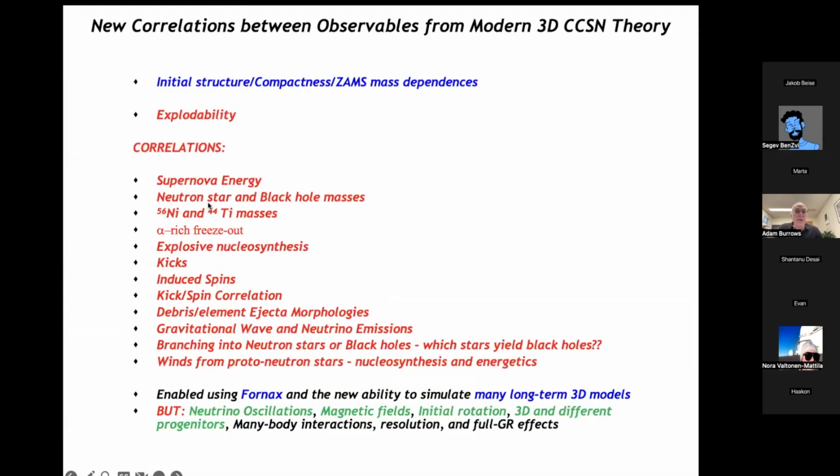And so we get all sorts of final state products, but we also get correlations between some of these things. For example, correlations between the supernova energy and the nickel production, and between the neutron star mass left behind and the explosion energy. I'm going to go through a lot of that.